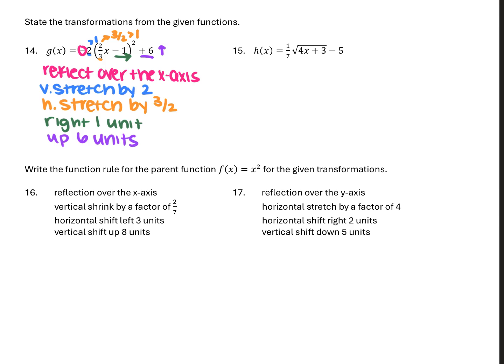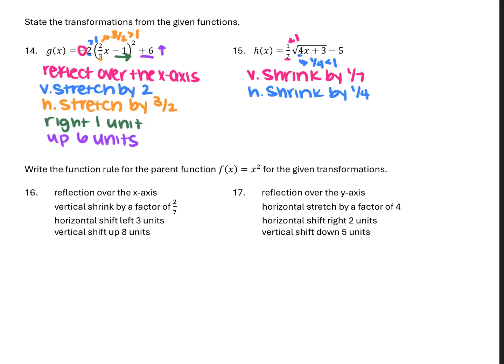For 15, you're given h of x is equal to 1/7 times the square root of 4x plus 3 minus 5. For this one, we're going to start with the 1/7. That 1/7 is less than 1, so that means we vertically shrink by a factor of 1/7. Then on the inside of that square root, that 4 turns into 1/4, which is less than 1. So we have a horizontal shrink by 1/4 as well.